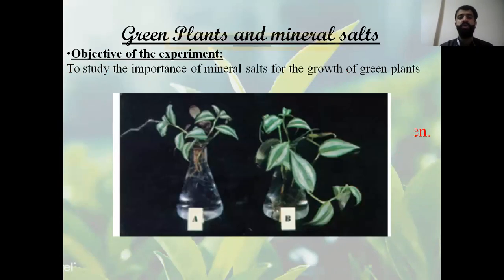Second experiment, we talk about the green plants and mineral salts. These two experiments we already covered in the previous session. Here the objective, or the aim, or the purpose of this experiment is to study the importance of mineral salts for the growth of green plants. So we have two plants. Plant A was placed in distilled water. What does distilled water mean? Distilled water means we have no mineral salts in the water. While the other one, B, has mineral water, meaning that it contains minerals. So the variable factor between these two experiments is the mineral salt.